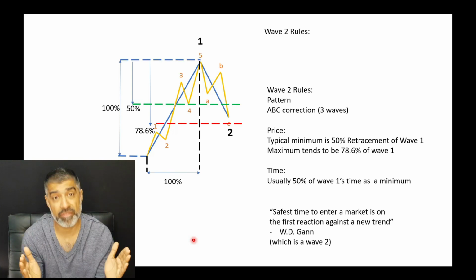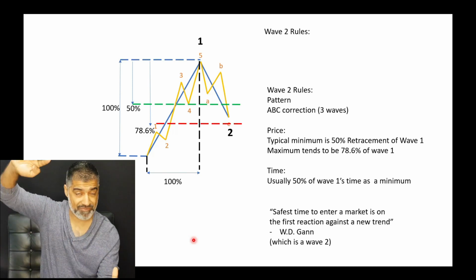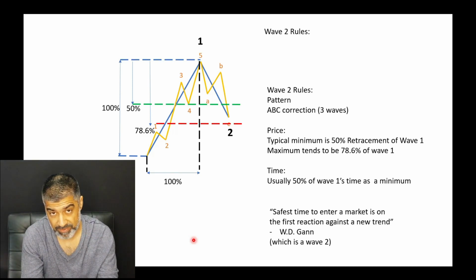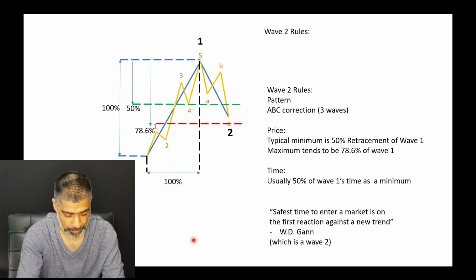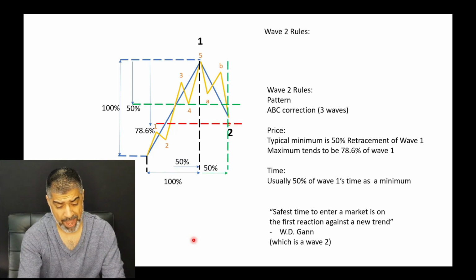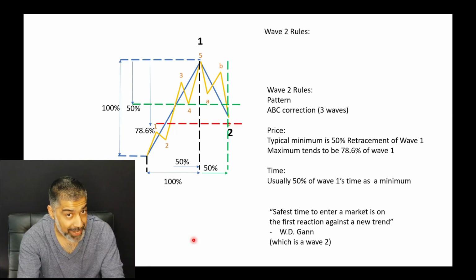Let's just say it was a month, right? 4 weeks. It's taken 4 weeks for this market to unfold a wave 1. What's 50% of 4 weeks? You got it? 50%, half of 4 weeks, is 2 weeks, right? So we're going to project 2 weeks into the future now, which is 50%. So now we have this typical minimum time zone.